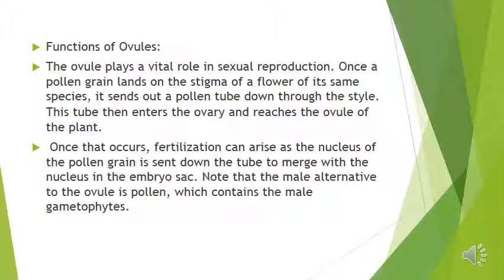Once that occurs, fertilization can arise as the nucleus of the pollen grain is sent down the tube to merge with the nucleus in the embryo sac. You can note that the male counterpart to the ovule is pollen, which contains the male gametophyte. In this way, we have studied the types of ovules in detail.